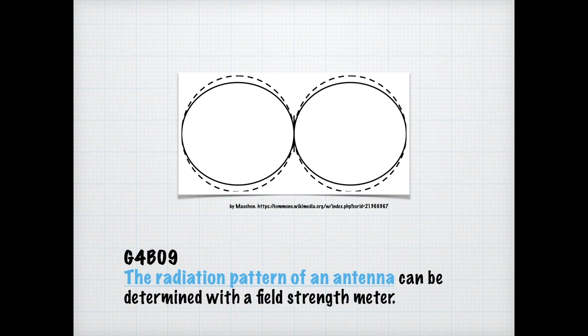In this photo, you can see a little vertical line in the middle if you squint real hard. And then you can see the circles which represent the radiation pattern of that antenna. For the exam, you need to know that the radiation pattern of an antenna can be determined with a field strength meter.